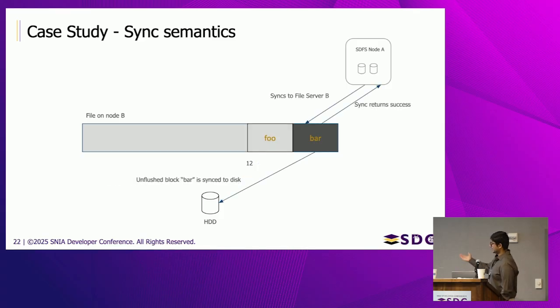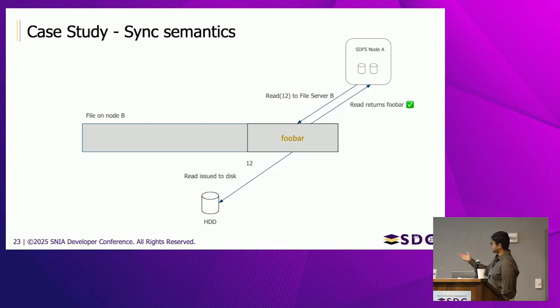And so as a good client, node A has to sync the data in order to guarantee that the unflushed data is actually persisted to disk. That ensures that bar is also synced to disk and all the data is on disk, which is great because that means we are resilient and failure tolerant. Even if the node goes down, we should be able to come back and recover the data by reading the disk.